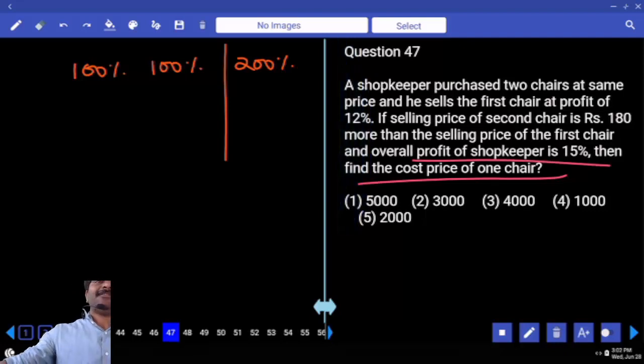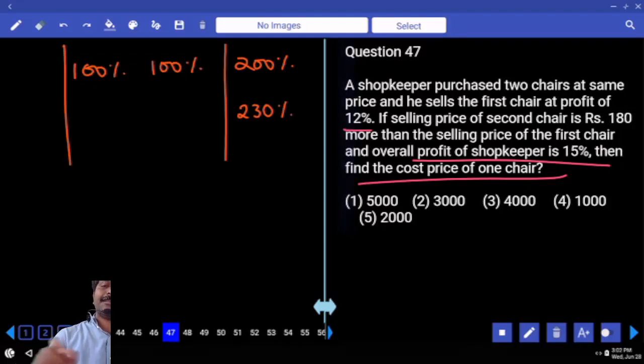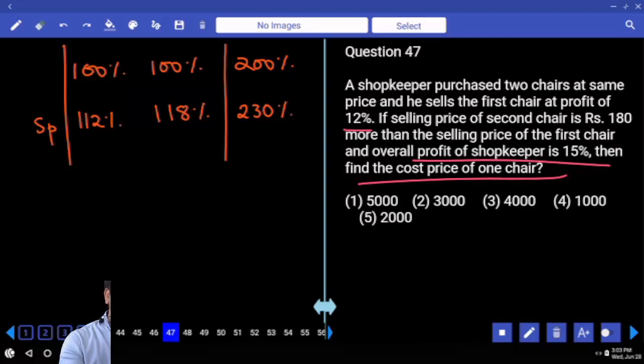Overall there is a profit of 15%. 15% should be calculated on total cost price. How much is that? 30. 30 profit in the sense total selling price must be 230%. On the first item they clearly mentioned there is a profit of 12%. That means this is equal to 112%. Then selling price of the other item has to be 118%.